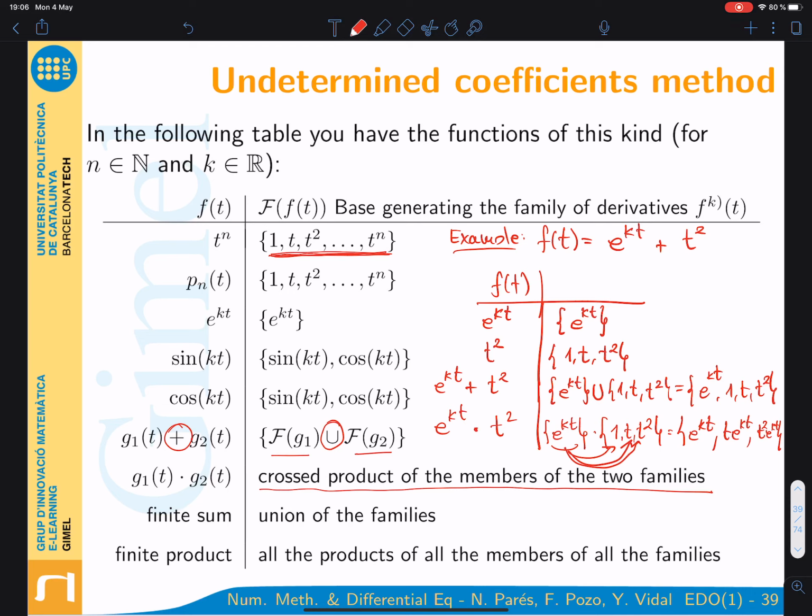So these are the only types of f of t we can deal with when using the undetermined coefficients method that we will see right now, okay?